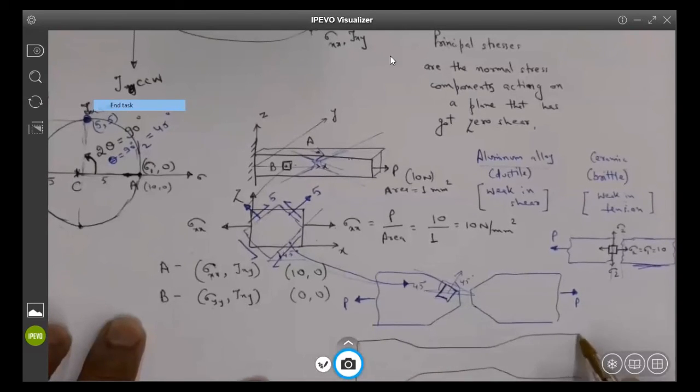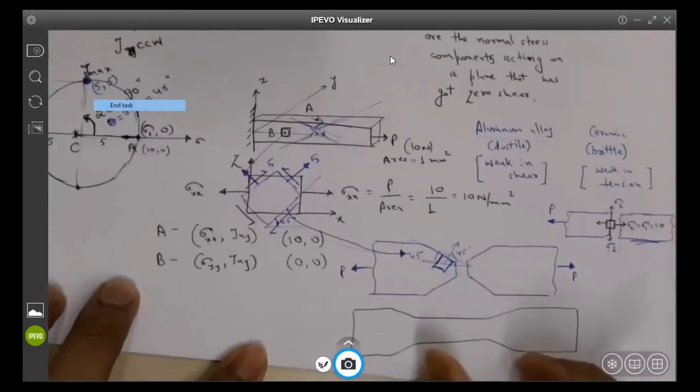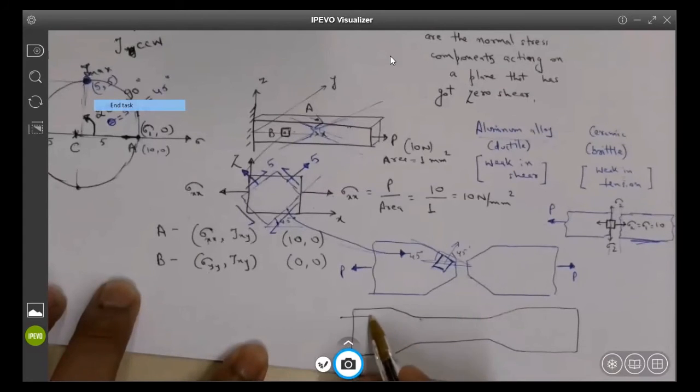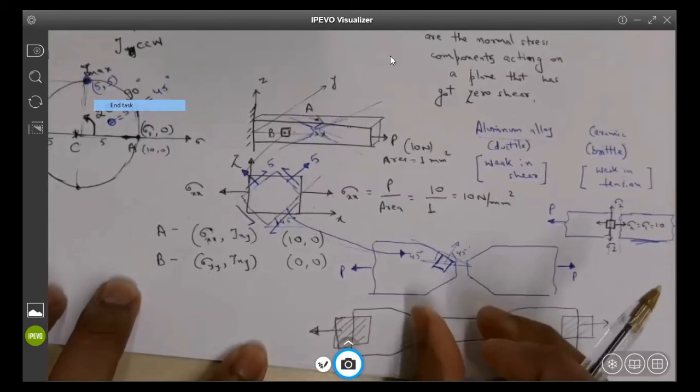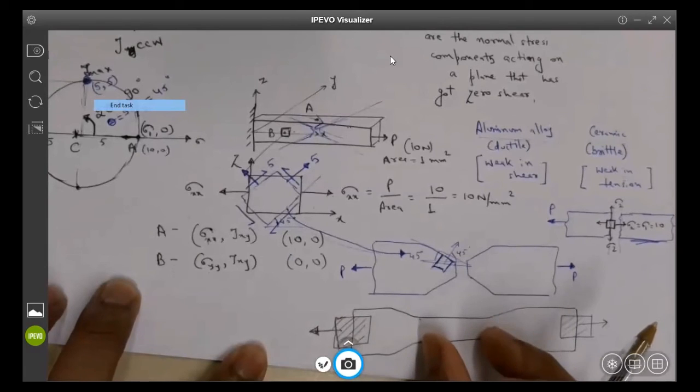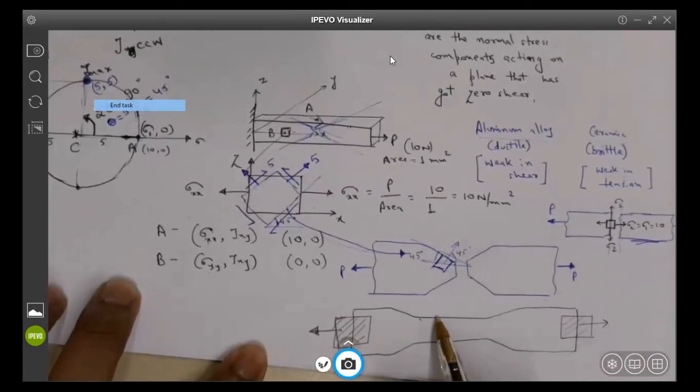If you have done tensile testing, you will probably have seen what is called a dog bone specimen. The reason is that it has a narrow section. This is the place where your grips come, where the load is applied. And this is a narrow section, so stresses are concentrated in this narrow section. That's how you can make sure that the failure takes place in this region.